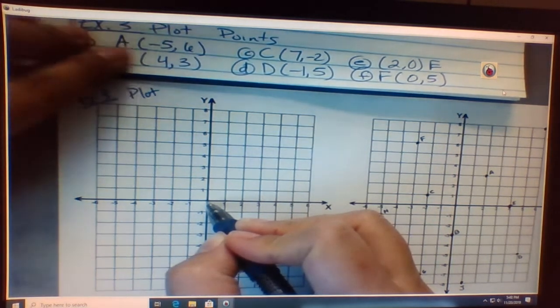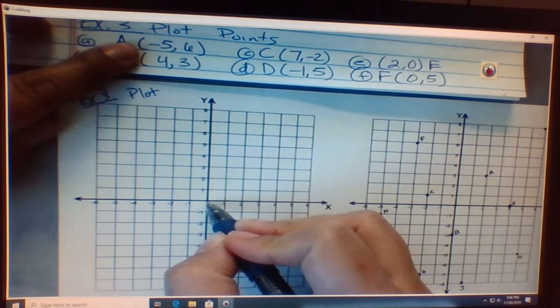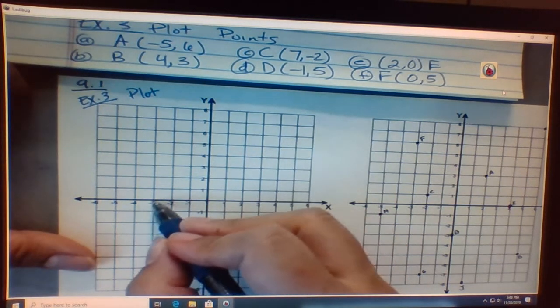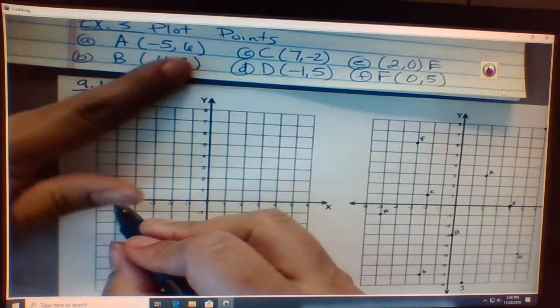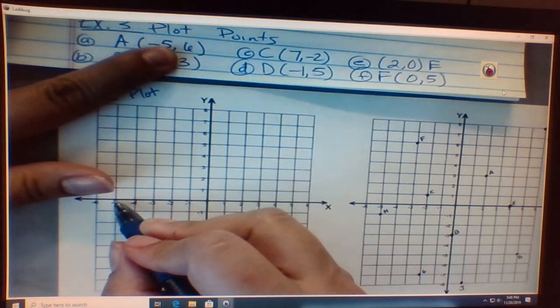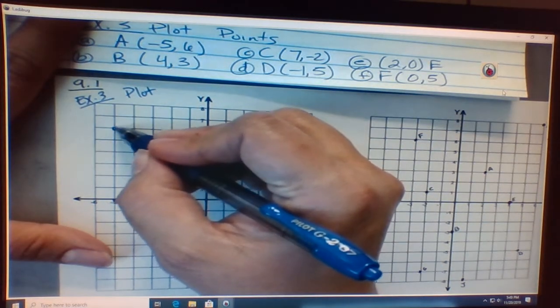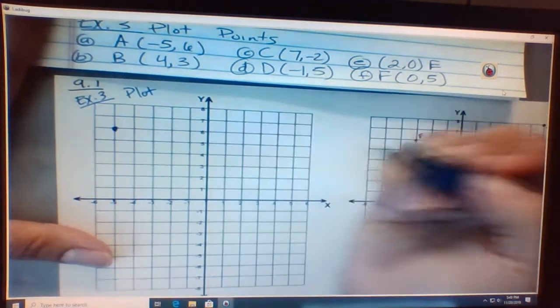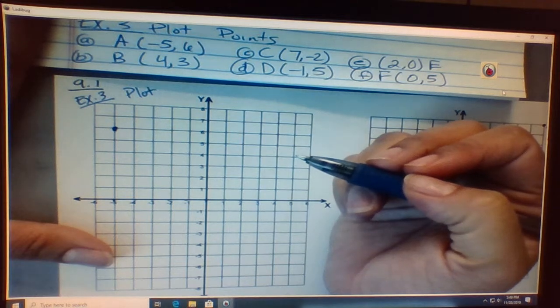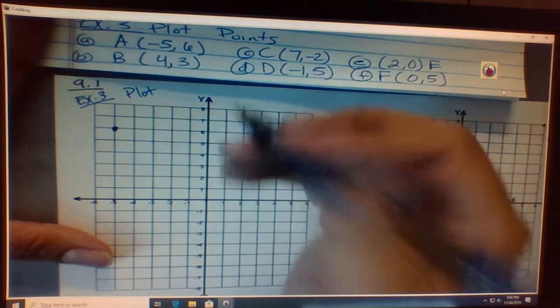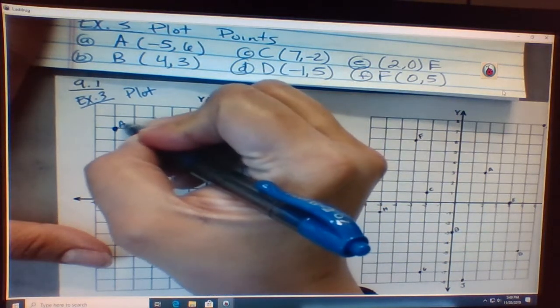So this X is a -5. So which way do I go? So I go to the left, right? I go to the left, 1, 2, 3, 4, 5. And that +6 says I go up or down? Up 6. And there's your dots. So you have about 4 problems where you're going to have to put the dot where it belongs. I'm going to label this point A.